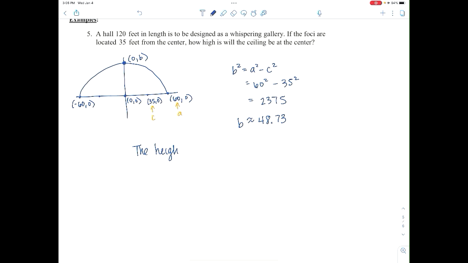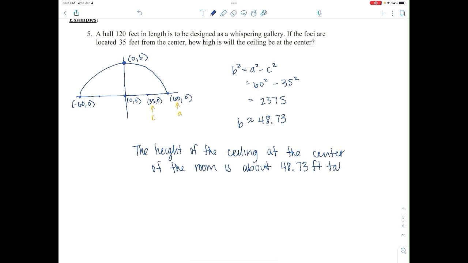So the height of the ceiling at the center of the room is about 48.73 feet tall.